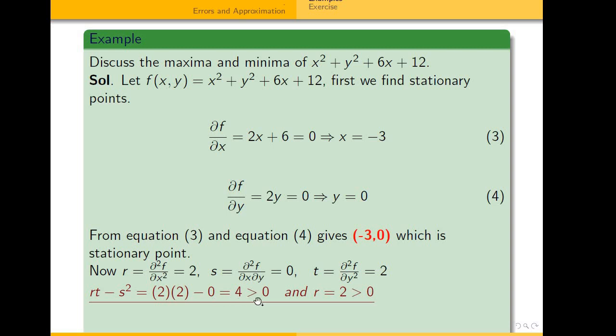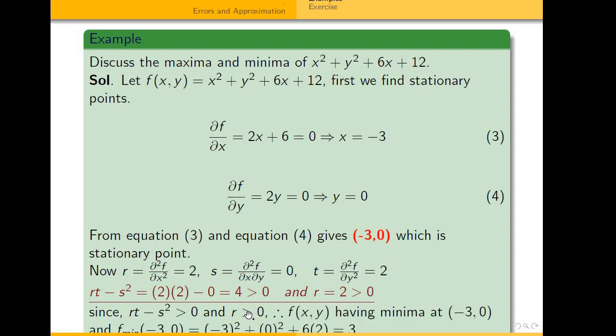And this 4 is greater than 0. We know that when rt minus s square is greater than 0, we have to check r. Now when we check, r is equal to 2, and this is greater than 0. So we have the condition rt minus s square greater than 0 and r greater than 0, and this is the condition for minimum. Hence our function has a minimum at the stationary point minus 3, 0.